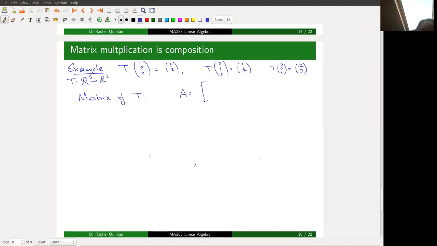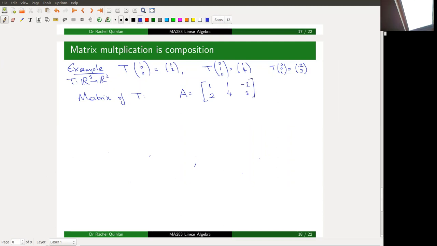Okay, so we have a transformation from R3 to R2. Our matrix is 2 by 3, so its number of rows is the dimension of the target space, and its number of columns is the dimension of the domain. And the three columns of A are the images under T of the three standard basis vectors. So (1, 2) in the first column, (1, 4) in the second one, and (-2, 3) in the third.